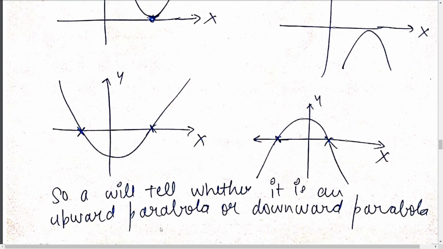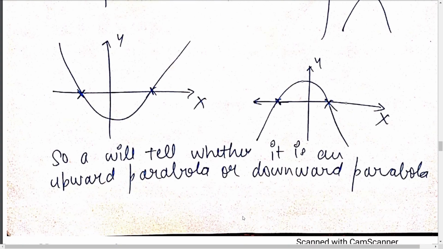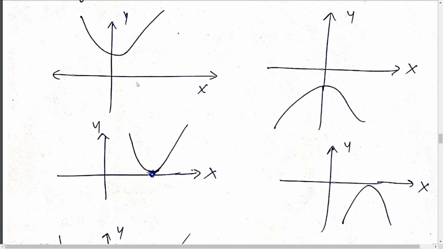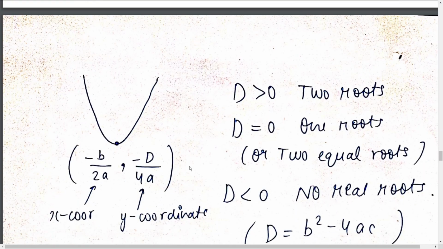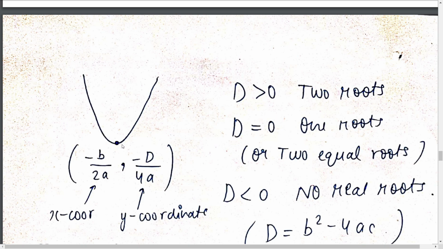So a will tell whether it's an upward parabola or a downward parabola. I already covered this. These three graphs are for a greater than 0, these three graphs are for a less than 0. So what are the coordinates of this minimum? Like this shape, the minimum point here, right? In general, its coordinates are minus b by 2a, minus d by 4a.